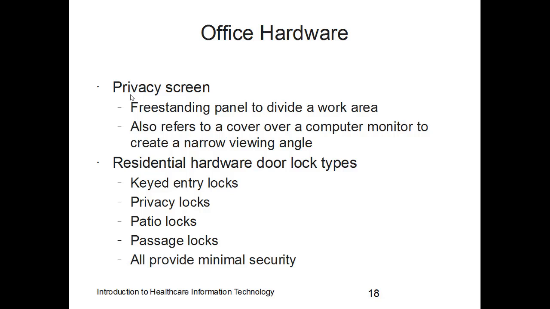Some office hardware that could be used: a privacy screen. This is a freestanding panel to divide a work area. And this can also refer to a cover over a computer monitor that will greatly narrow the viewing angle, so people walking by couldn't see what you're working on.